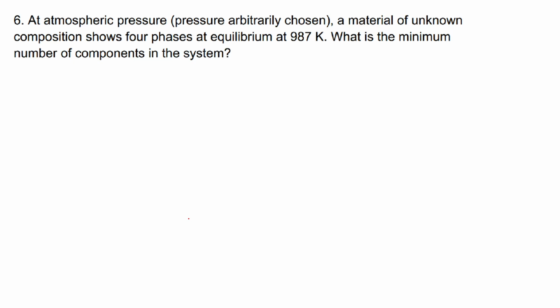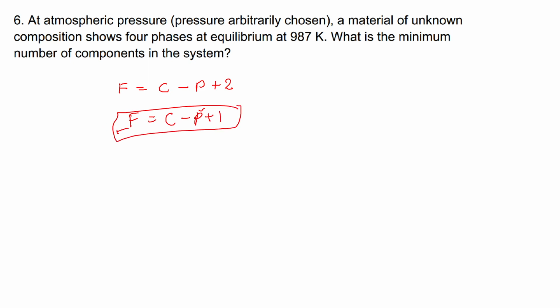Three. Yeah, the answer is 3. So here what you have to use? You have to use the Gibbs phase rule, right? So F = C - P + 2. But here the pressure is arbitrarily chosen as atmospheric pressure, so pressure you can take as a constant. So it will be F = C - P + 1. So this is your base formula.